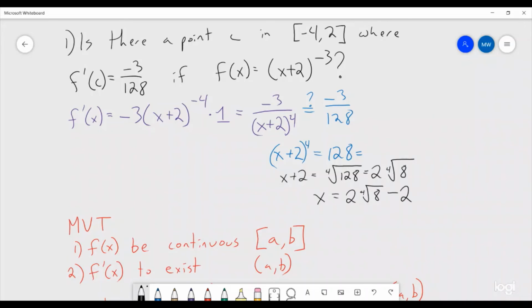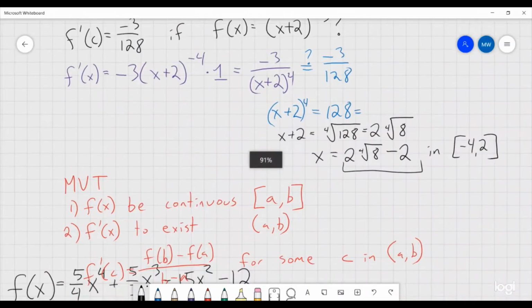The only problem with this is, let's see, there actually isn't a problem. This is in the interval negative 4 to 2. So, success! We've successfully found something. Now, with this comes the question, well, is this telling us anything about the mean value theorem?